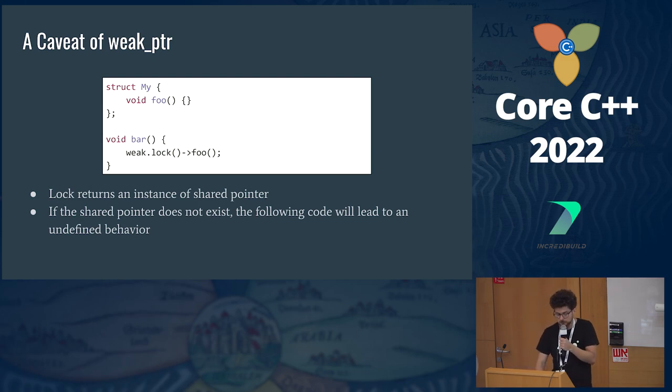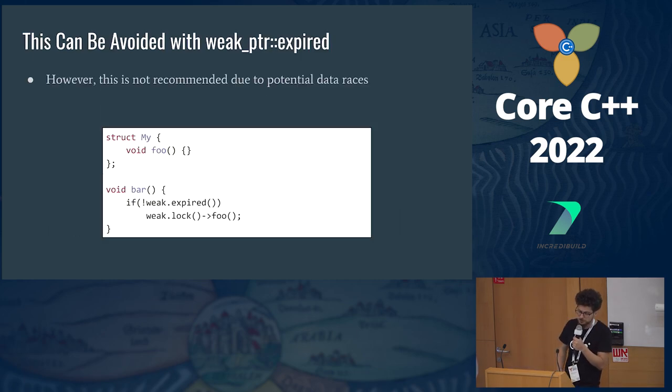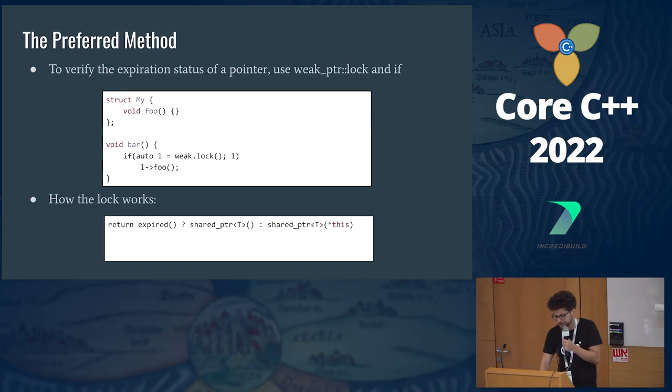On other operating systems or platforms, it will be your favorite crash. So another option to fix it is to check if the weak pointer is not expired, and then to lock it and use it. However, it might lead to potential data races. So it's not good, because you can check that it's not expired, and in another thread it expires, so between these two function calls, it might get expired. So bad. Don't do that. Another option is to do the lock. The lock will create the shared pointer, and then we will use it.